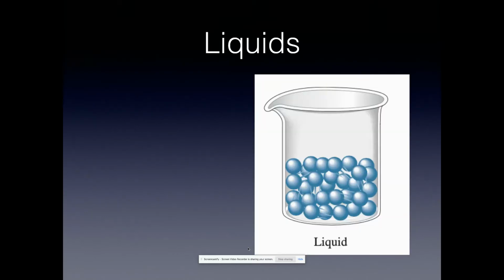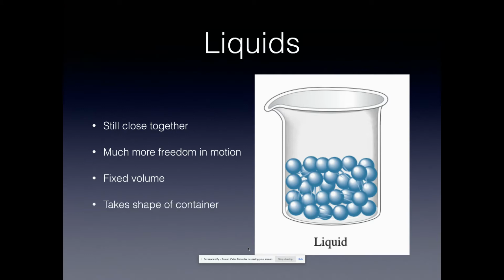Now, for liquids, the particles are still very close together to each other, but IMFs are still interacting between them. They have a lot more freedom in their motion, which directions they can move around in. They'll still have a fixed volume, however, and that's a very important point, but they will take the shape of the container, so they don't have a fixed shape. So again, two really important points here: fixed volume, and they take the shape of the container.